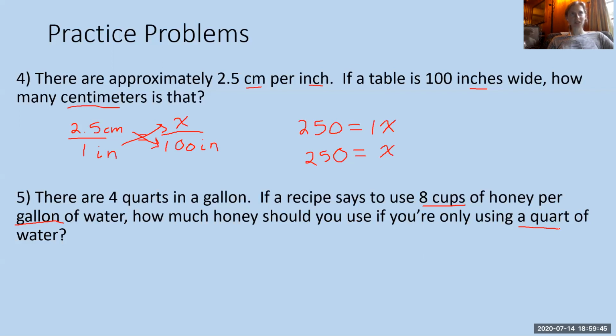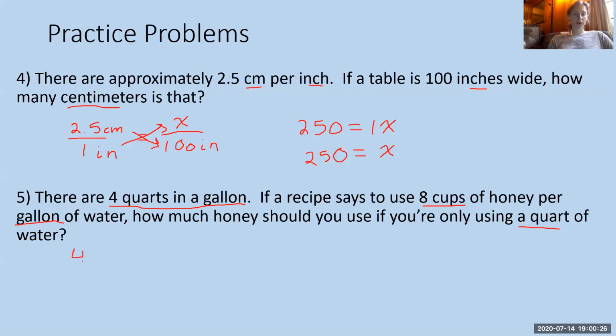So this is a little bit of a sticky situation because we've got cups, we've got gallons, and we've got quarts. This isn't just talking about 2 units, this is talking about 3 different types of units here. So the first thing we're going to need to do is a conversion so that we're only dealing with 2 different types of units. So what I'm going to do is use the information I was given to change quarts into gallons.